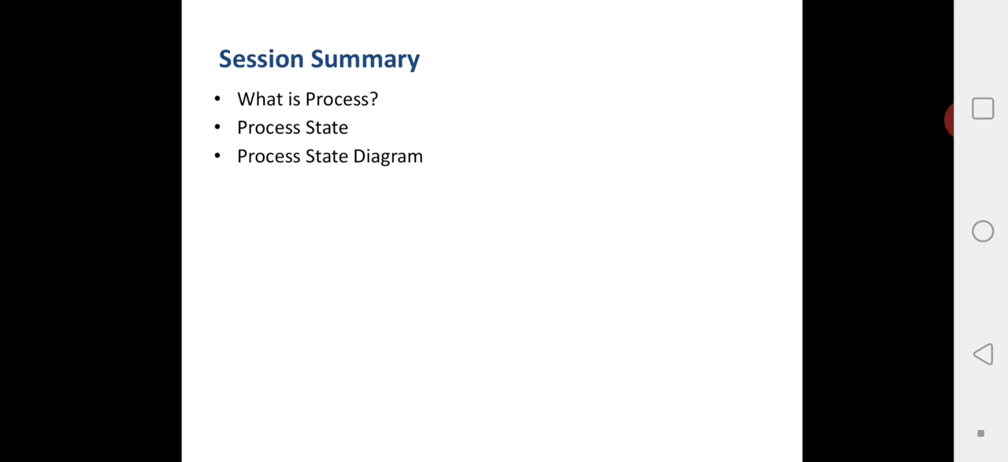So let us summarize what we have studied in today's session. We have started with the process. A process is nothing but a program in execution. Then we have seen different process states such as new state, ready state, running state, waiting state, and the last one is terminated state. And finally we have seen the process state diagram and how the processes move from one state to another state.